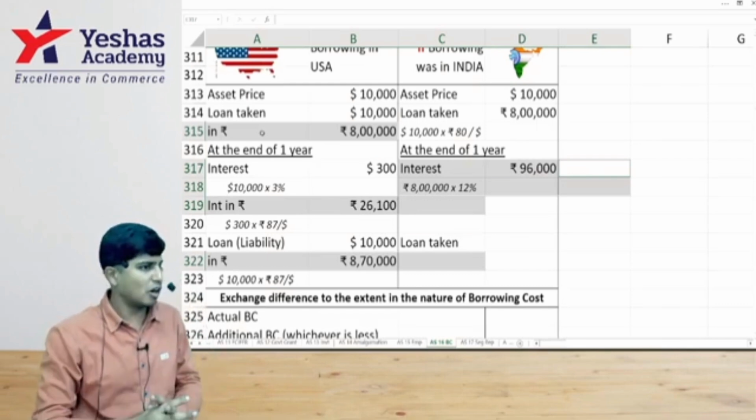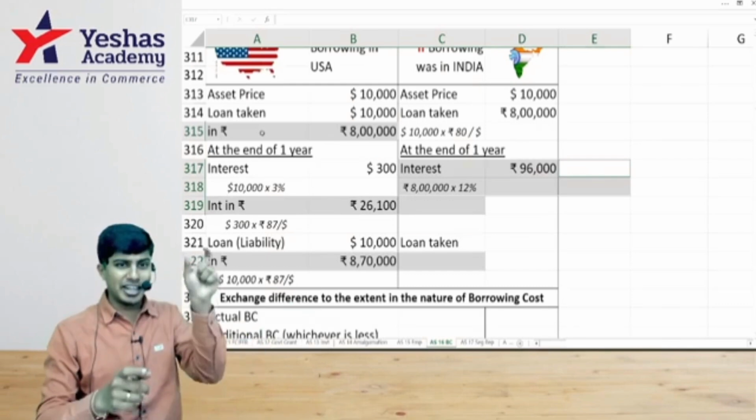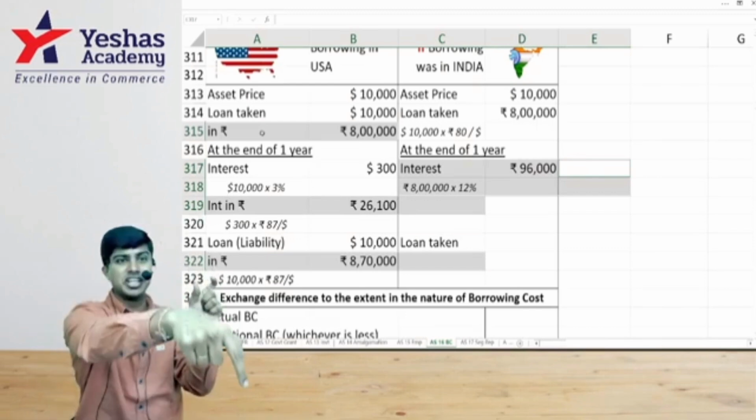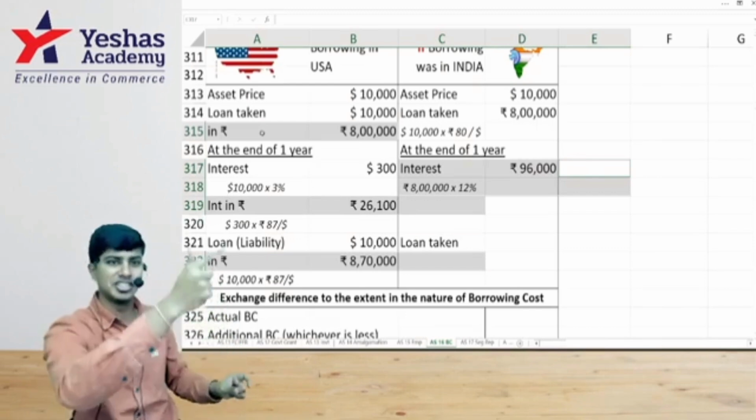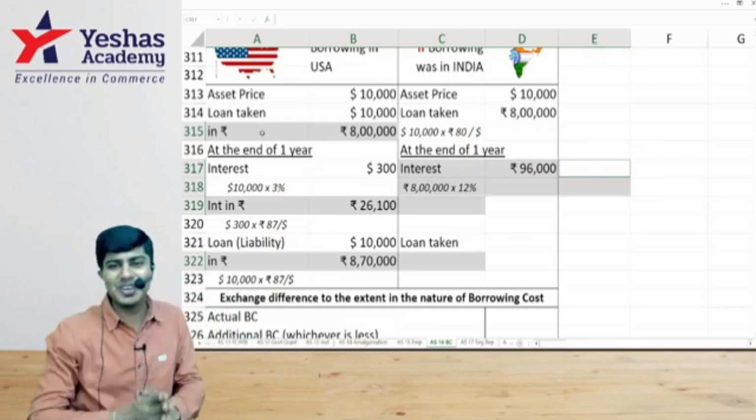96,100 is your expense of taking the loan. If you had taken the loan in India, how much would it have become? In that 96,100, 96,000 is in the nature of interest. Only 100 rupees is exchange difference. Did you understand? That is what we are trying to learn.